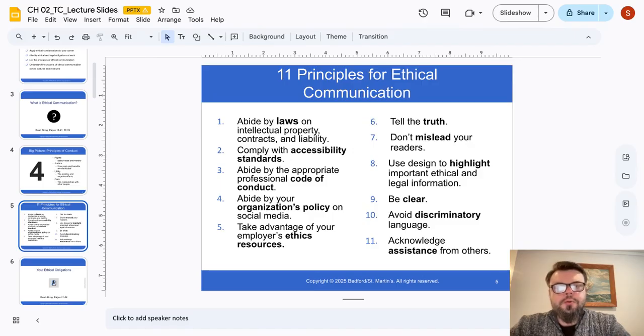You should tell the truth and avoid misleading language, whether through exaggeration, vague wording, or design choices that hide important information.